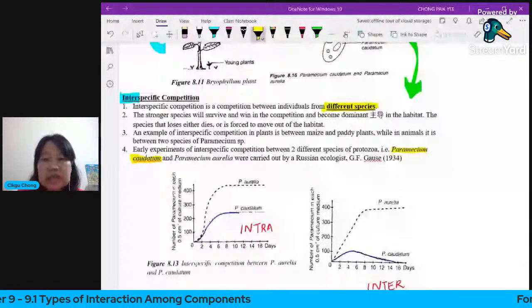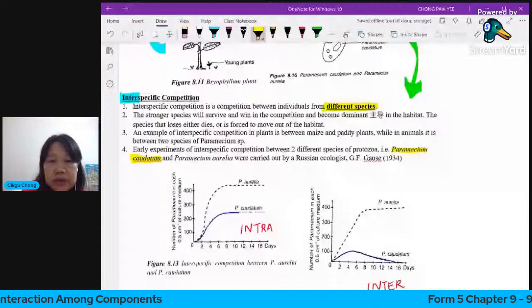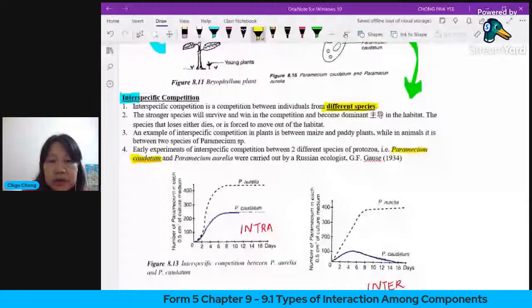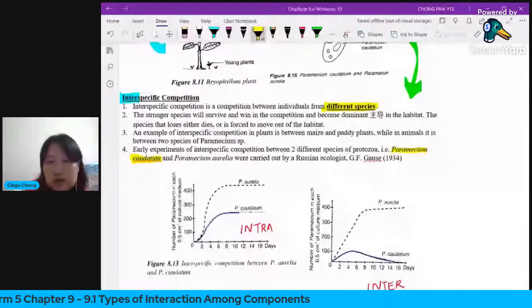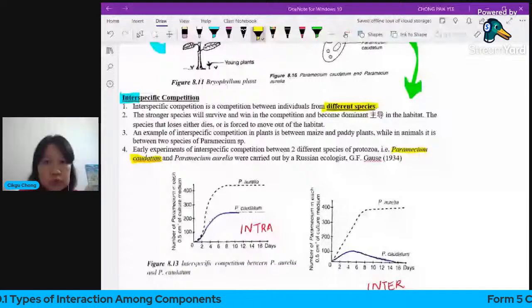Okay, so when you culture them together, you get the second graph here. You find that this is an interspecific competition. At this time, you'll find that maybe one will win and one will lose. Okay, so that is the difference in the graph.